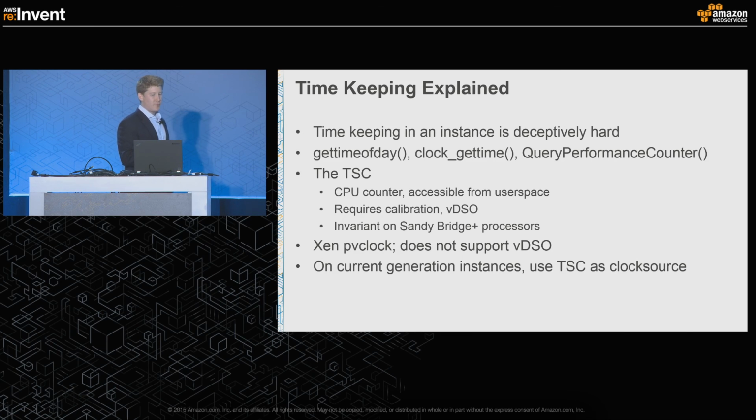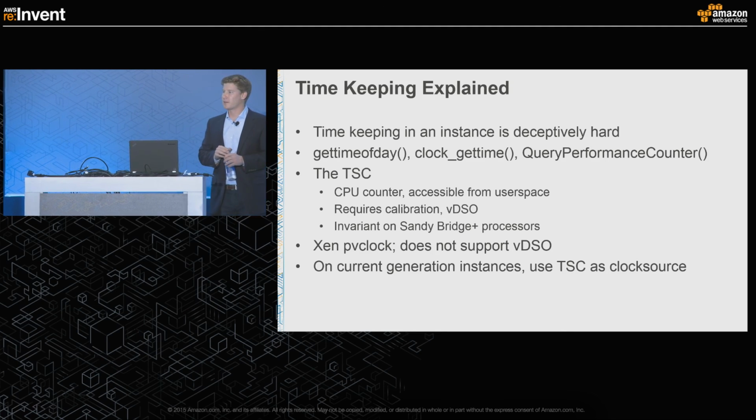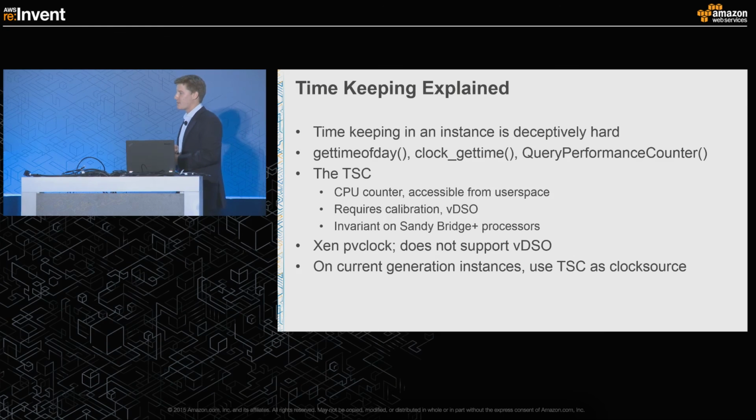And so you've got a couple options on EC2 today, and you can actually query the available clock sources to see what your options are. Xen has a paravirtualized timer.